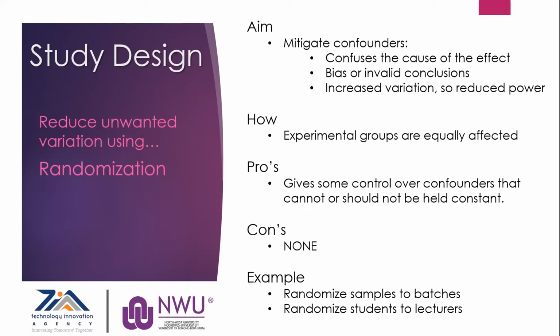The cons of randomization are absolutely none. There are no cons. So you have to do this. It's very important. The basic example is on the measurement design side, when you analyze your samples, you always randomize samples to batches. But in a more structured setting on the experimental side, if you're evaluating lecturers or courses, then you may want to randomize students to lecturers so that there's no pre-selection or pre-assignment bias. So these are just some examples of randomization.